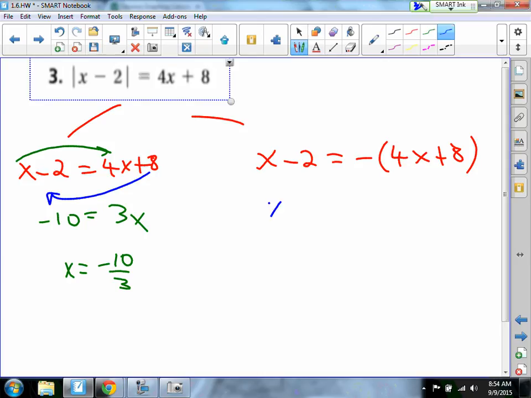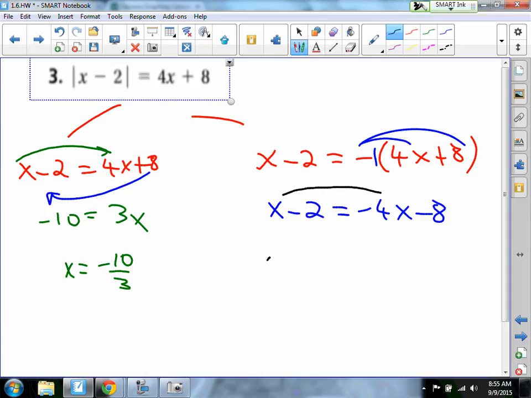With this other equation, x minus 2 equals negative 4x minus 8. I need to distribute that negative through. When I solve this equation, again, I solve equations a little bit different than some people. I'm going to bring this 4x over, so I'm going to have 5x equals, I'm going to bring this negative 2 over. Negative 8 plus 2 is negative 6. And so I'll get x equals negative 6 fifths. So I get what I think are two solutions, right? How are we doing so far?